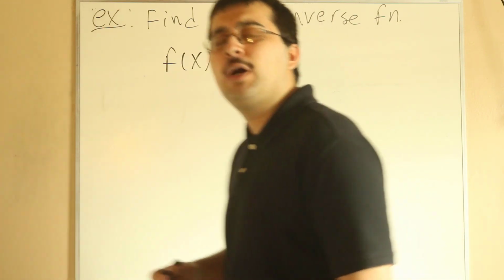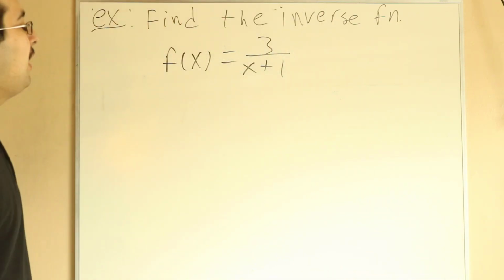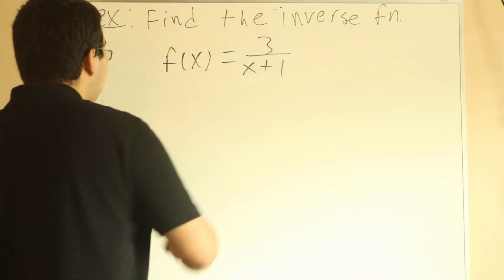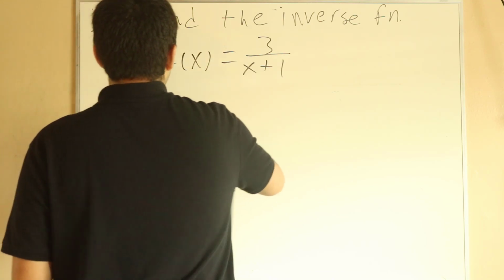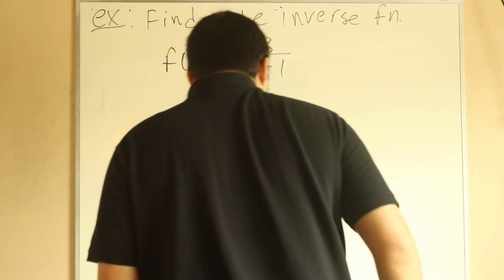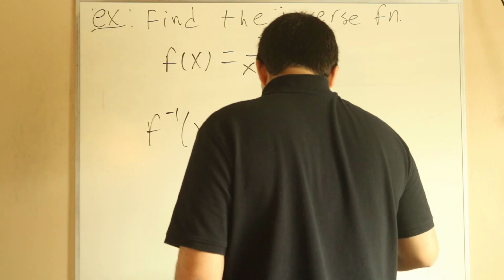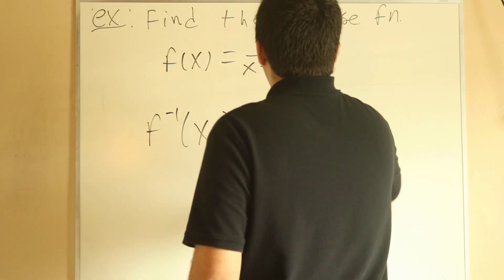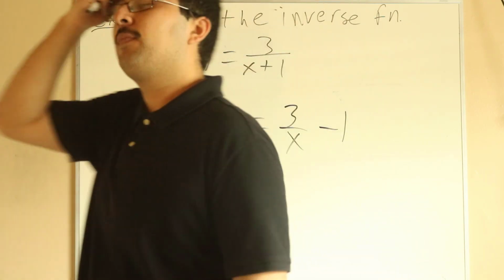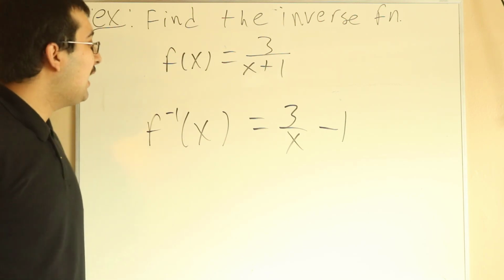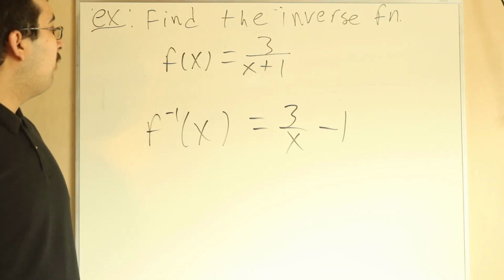Alright, so hopefully you gave the problem a shot, and you have an answer. So the answer I got was that f inverse of x has to equal 3 over x minus 1. Okay? So that was the inverse I got, and hopefully you got the same thing.